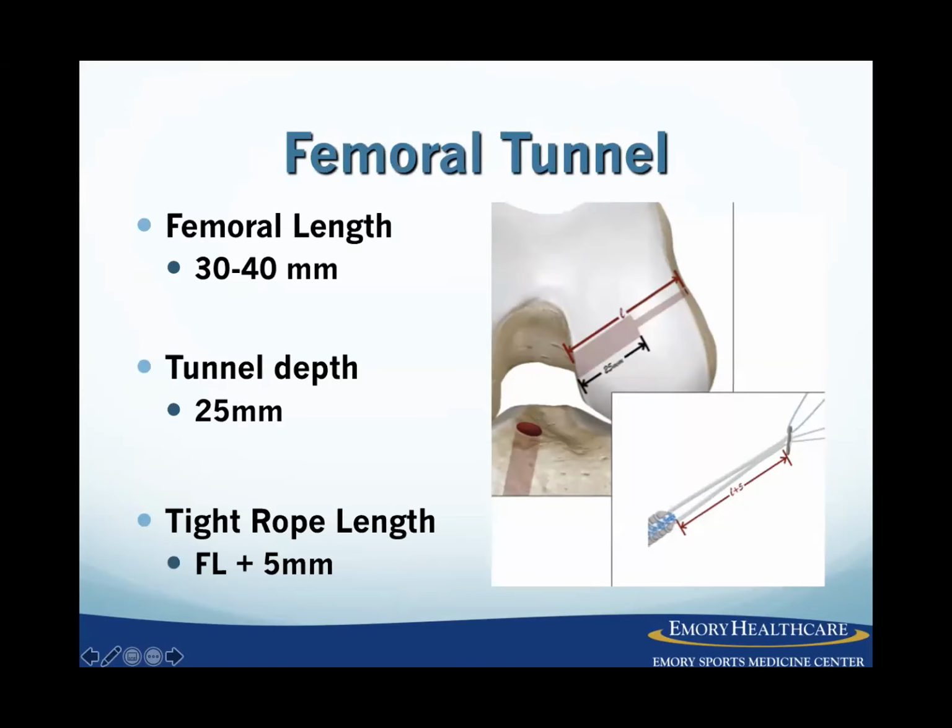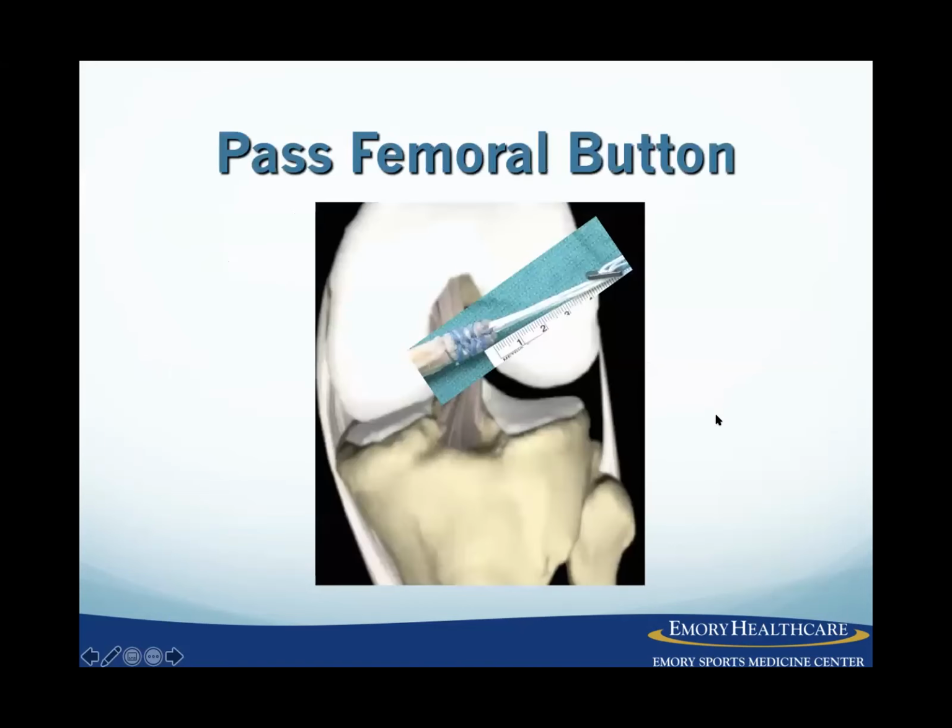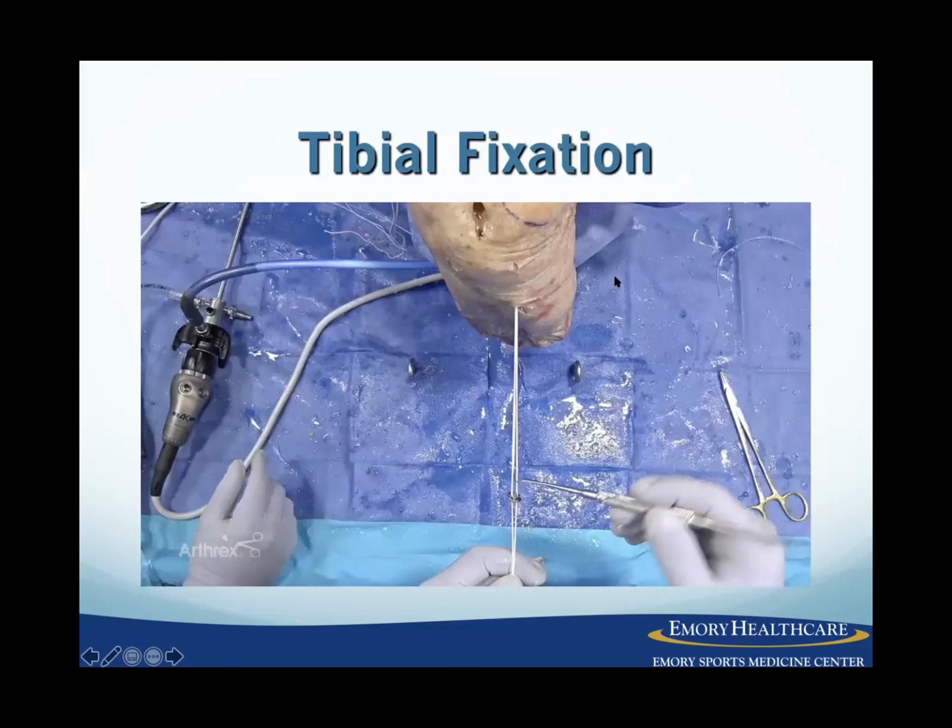So that's what it looks like. We have the length of this thing, that's what your tunnel looks like here. So this is where your graft will be. This little thing is where the button will go. The button will flip out here, and then we'll tighten it up. And that's what it looks like when it goes in. You can see how the button flips through here. And then we tighten it up, and on the bottom we do the same thing.